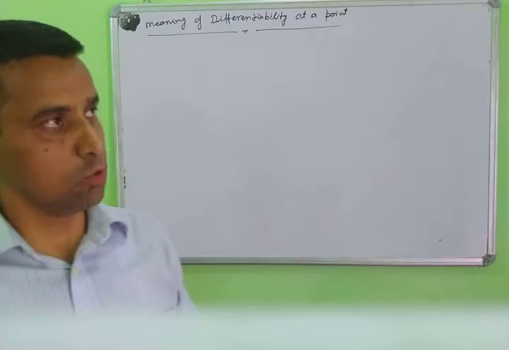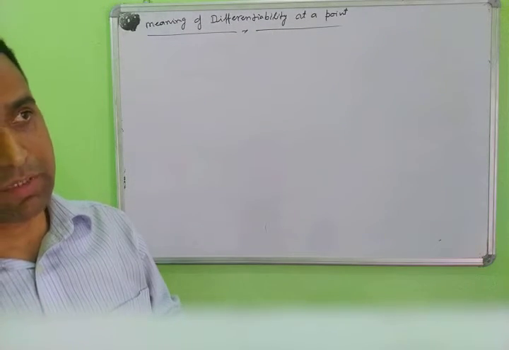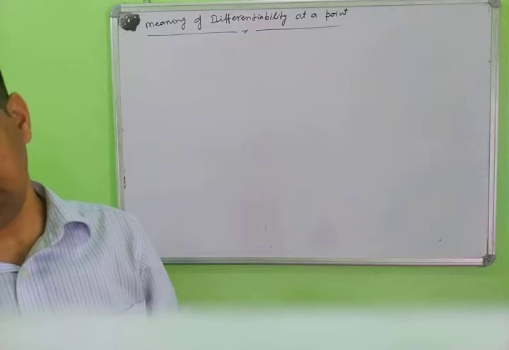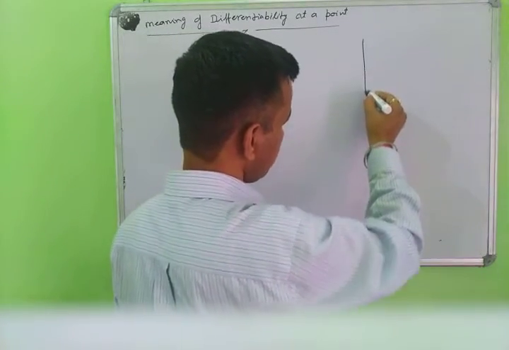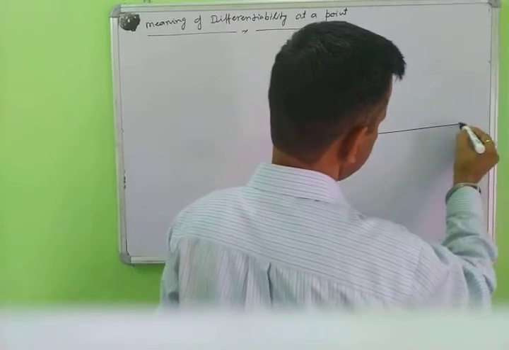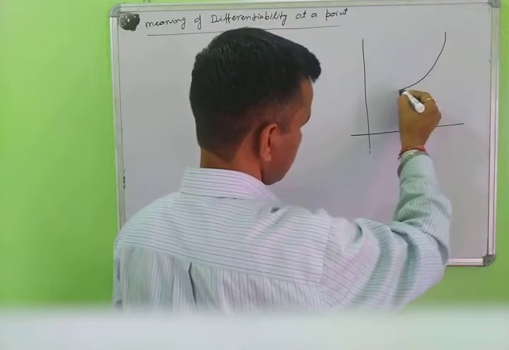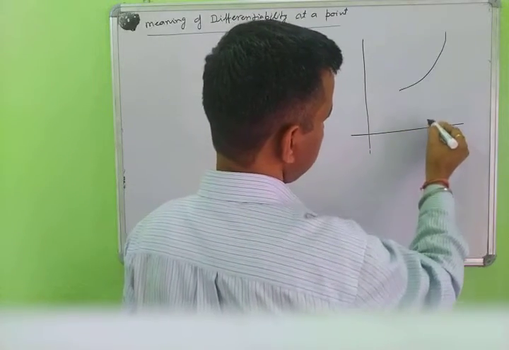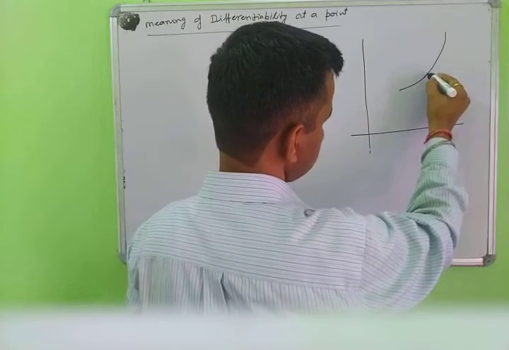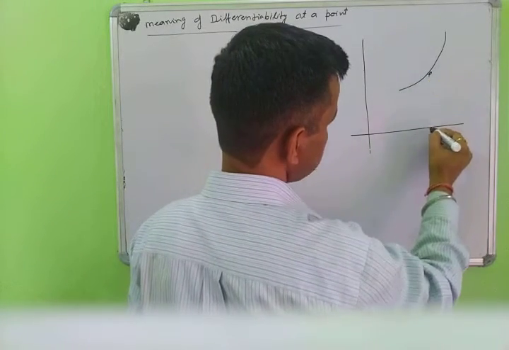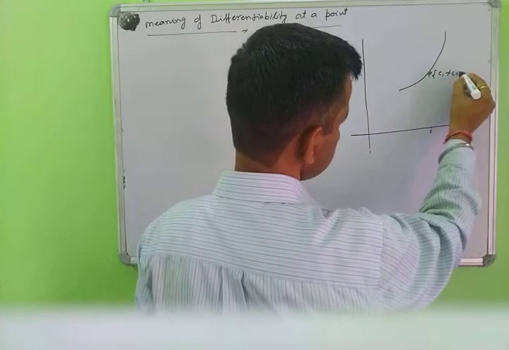Now the new topic: the meaning of differentiability at a point, that is, how to find differentiability at a point. Suppose we have a real valued function on coordinates. I am taking this point, the point c, on the curve. This is the point P, with x-value c and function value f(c).